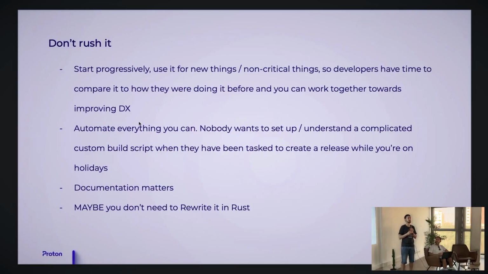Documentation matters. Make sure that your code is documented. Make sure to add comments. Rust provides you with a really good documentation framework, which is RustDoc. It's really easy to add it. So make sure to add documentation, and if possible, maybe evaluate what you're rewriting. I'm stressing again the first point, maybe you don't need to rewrite that thing in Rust. Start with boring things. The fancy ones are fun, but start with boring things so you can really focus on what matters, which is developer experience, if possible.